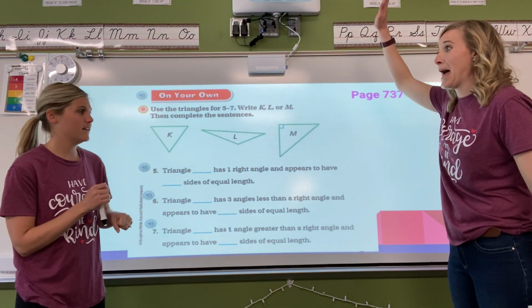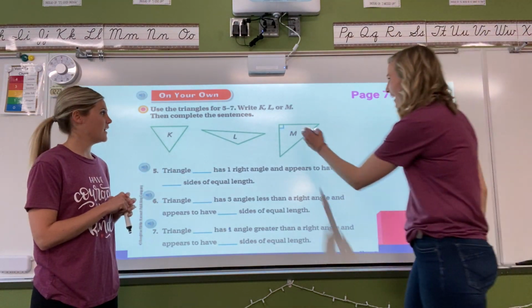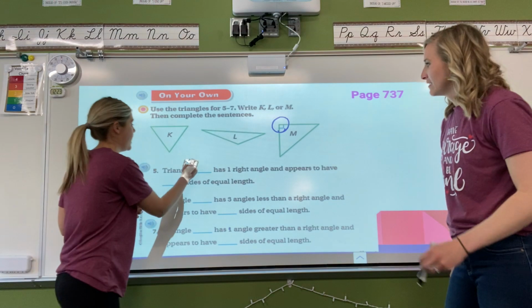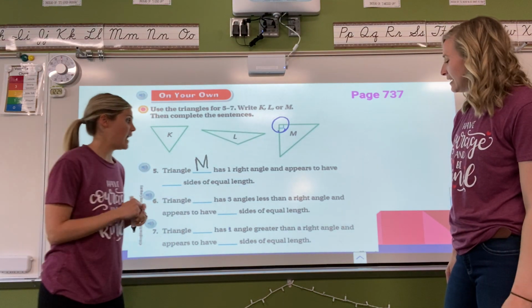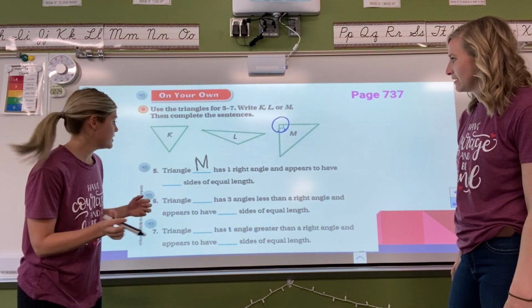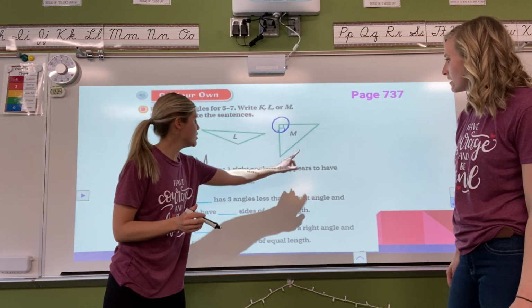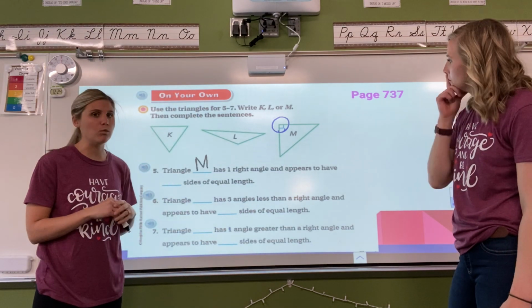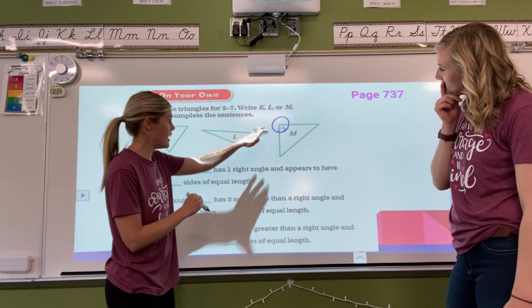Yes, Mrs. Poppy. M. Yeah, you want to circle that angle for me? Yeah, that box tells me that M has 1 right angle. Now I can finish reading the sentence. And appears to have blank sides of equal length. So I know I'm looking at M.